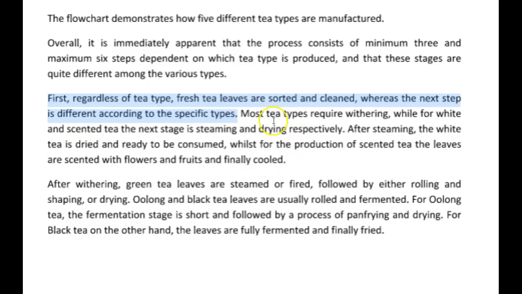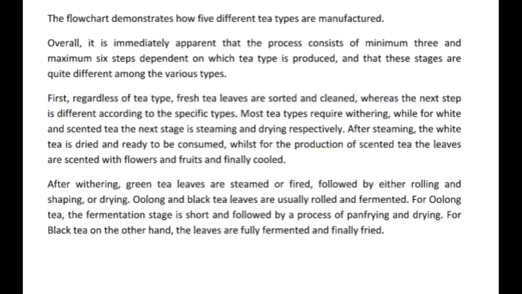And we could use things like while and whereas. For this type of tea it's this, whereas for this type of tea it's this. While this tea needs this, that tea needs that. And then we have first, regardless of the type, it's this step. Next, or the next step depends on the type of tea. While this tea needs this, that tea needs that. After this stage, this tea.